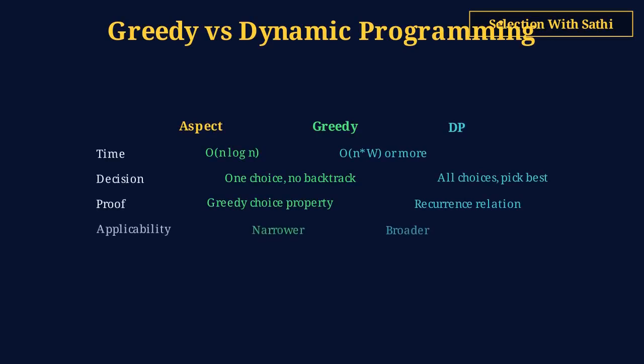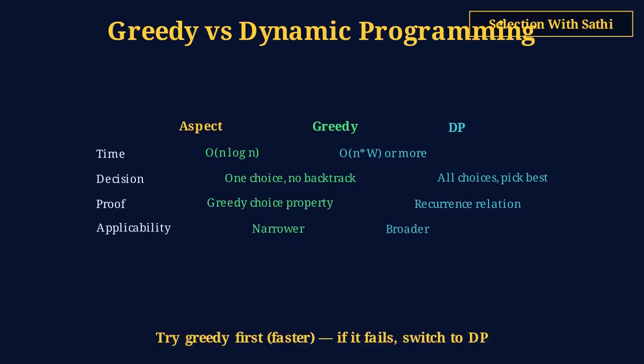How does greedy compare to dynamic programming? Greedy is faster, typically O of n log n for sorting plus a single pass. DP is more general but slower, it fills an entire table. Greedy makes one choice and never looks back. DP considers all possible choices and picks the best one.